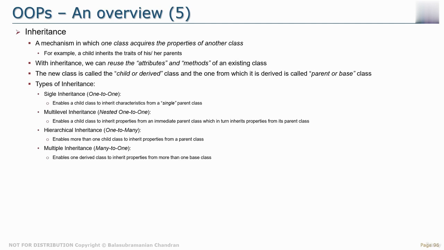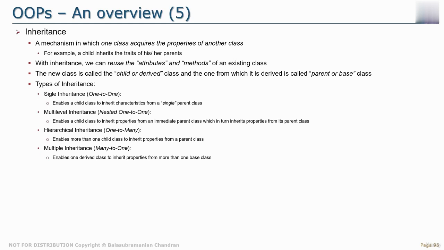The new class is called the child or derived class, and the one from which it is derived is called the parent or base class. Types of inheritance. Single inheritance, that is one-to-one, enables a child class to inherit characteristics from a single parent class.